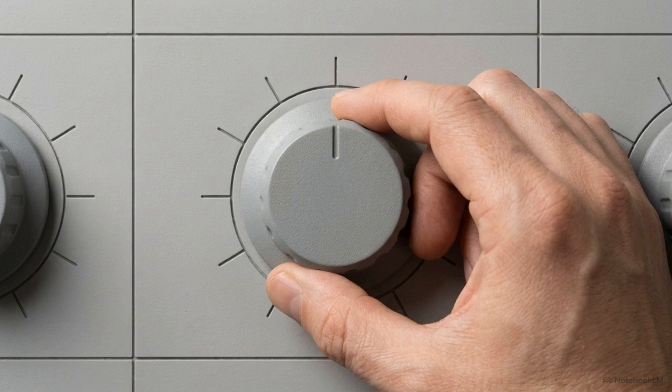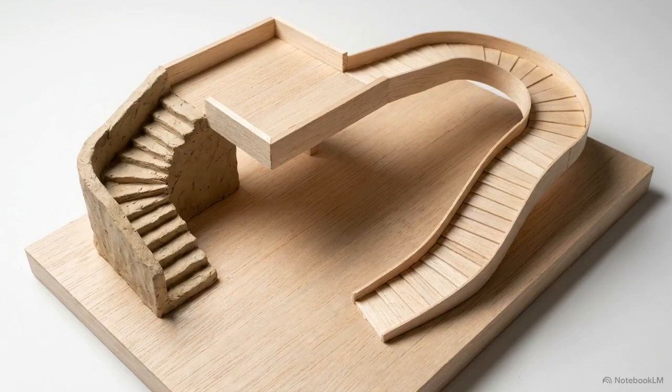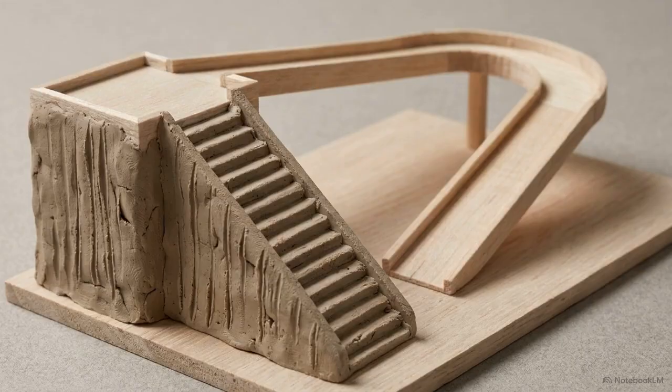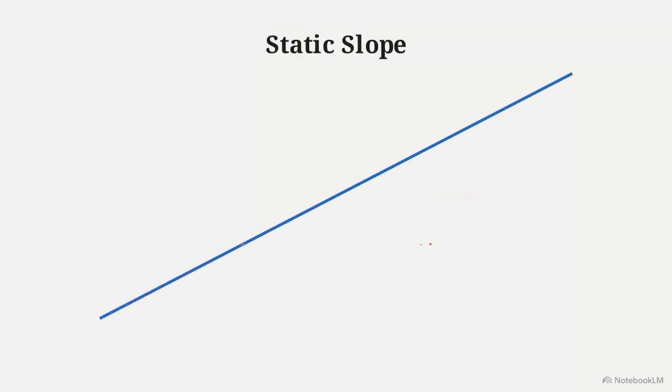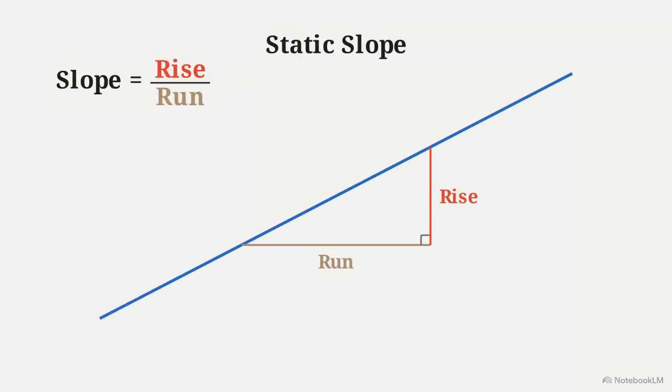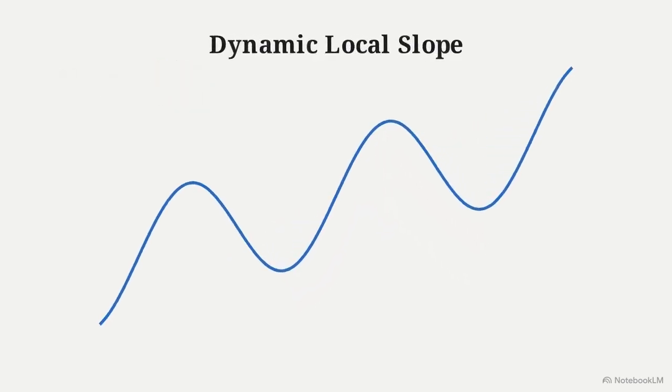to adjust itself. A steep stone staircase and a gentle winding ramp arrive at the same terrace. Even though the destination is the same, each path demands a different amount of effort. We measure that demand as slope, a fair comparison of how much height is gained for every meter of forward movement. AI data rarely moves in straight lines. It exists on complex curves where the steepness changes at every single point.